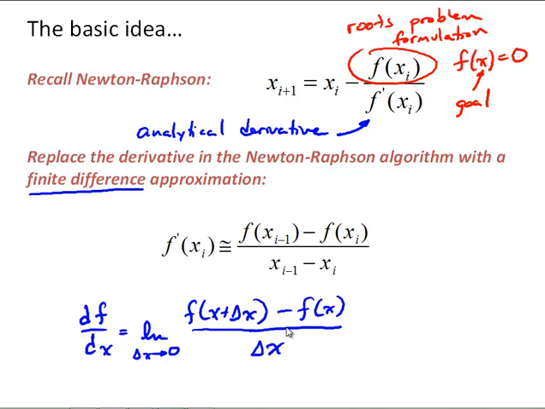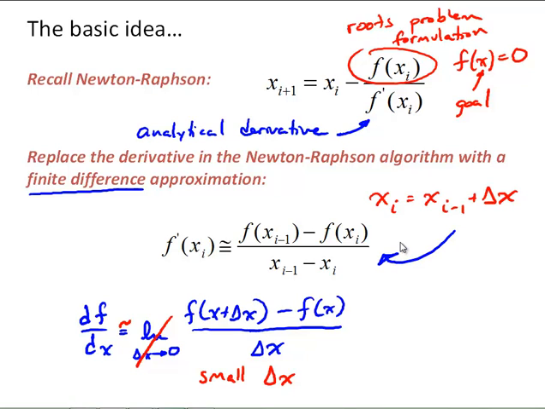Well, for a finite difference, what we do is we just eliminate that limit, and it'll be an approximation for small delta x. And so we will use that here, where we can imagine x_i is equal to x_{i-1} plus some delta x. And then we have a finite difference approximation.